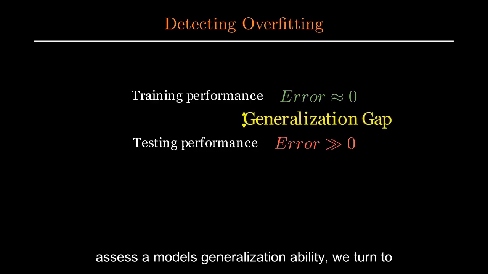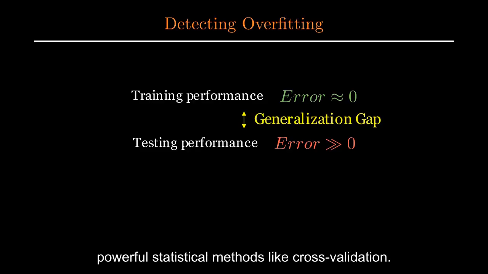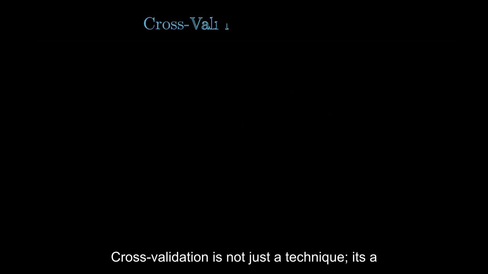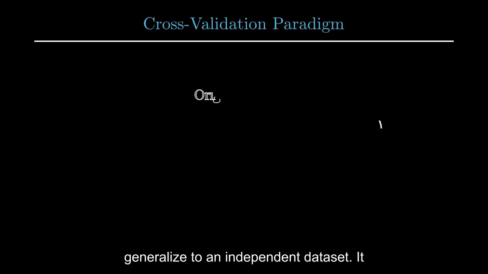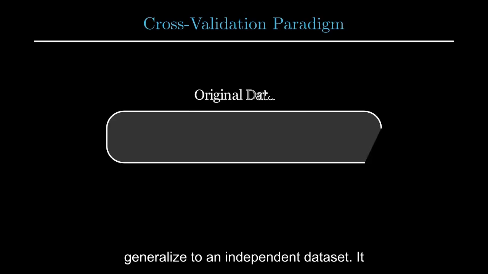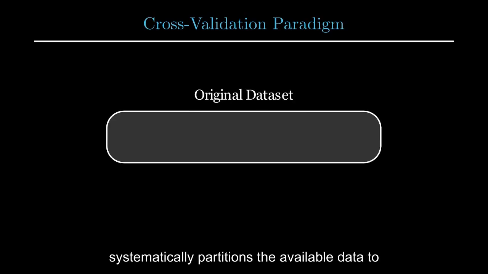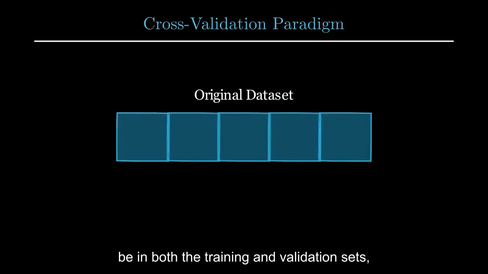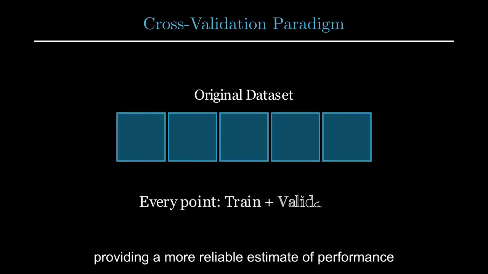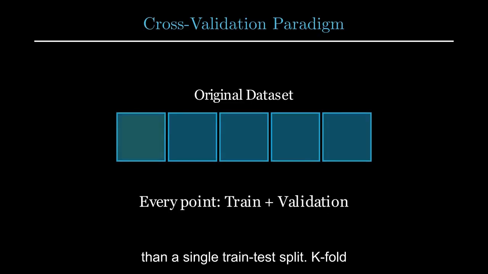To robustly assess a model's generalization ability, we turn to powerful statistical methods like cross-validation. Cross-validation is not just a technique, it's a paradigm for evaluating how well a model will generalize to an independent dataset. It systematically partitions the available data to ensure that every data point gets an opportunity to be in both the training and validation sets, providing a more reliable estimate of performance than a single train-test split.